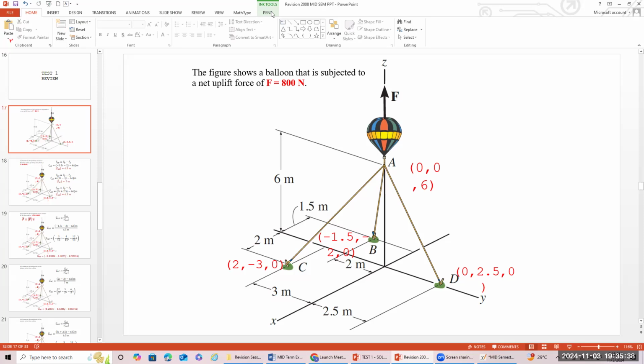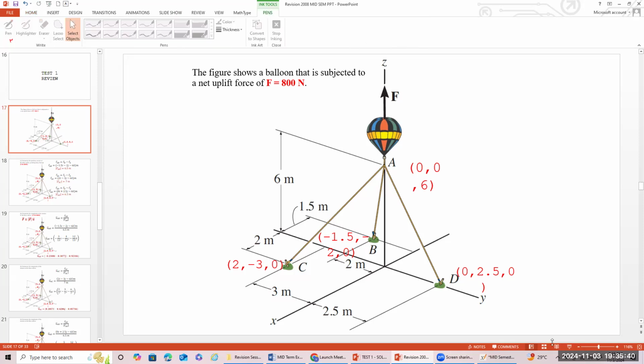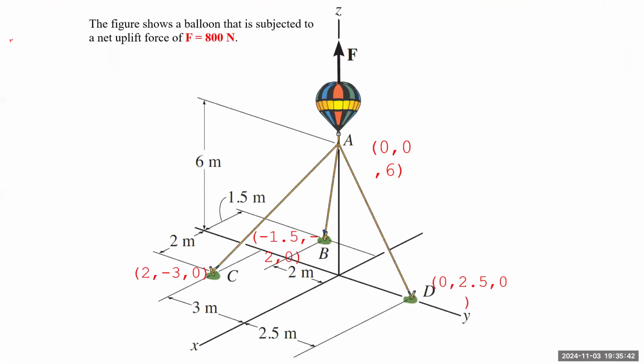Do I have a writer here? Yeah, I should. Let me go slideshow. Right? So here you will have, so this is 800 Newton. Right? Now, firstly, you need to recognize the original problem, you would not have these points.